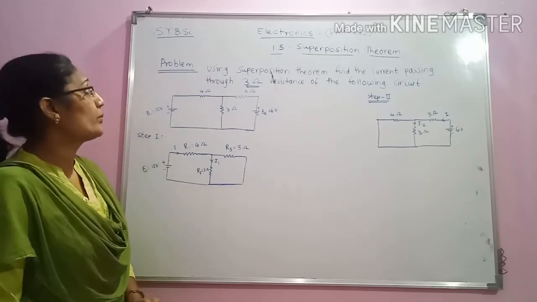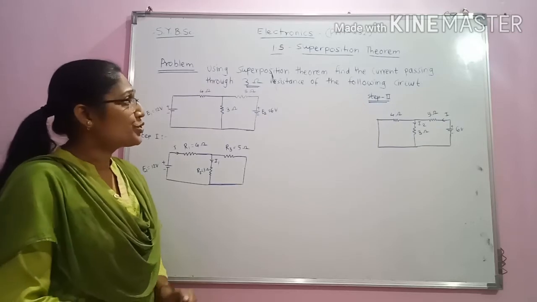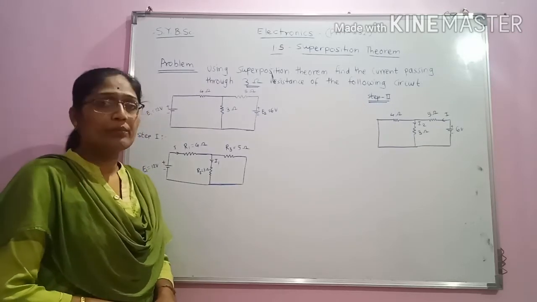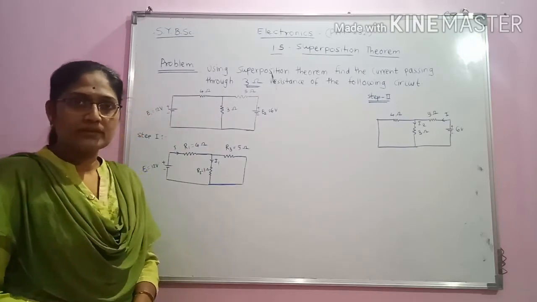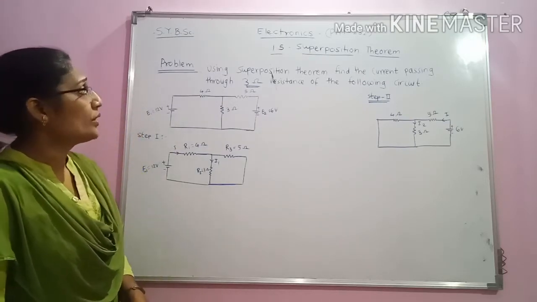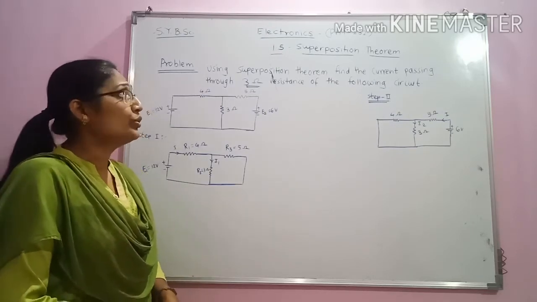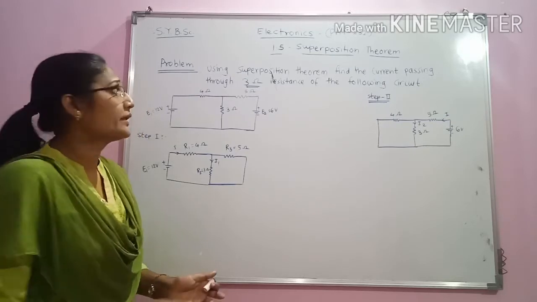And what is that problem? The problem is that using the superposition theorem, find the current passing through the 3 ohm resistance of the following circuit, and one circuit is given. What is the problem? Using the superposition theorem, find the current passing through the 3 ohm resistance of the following circuit.